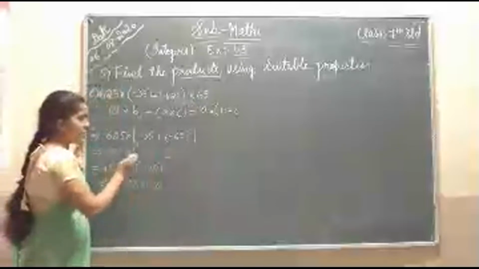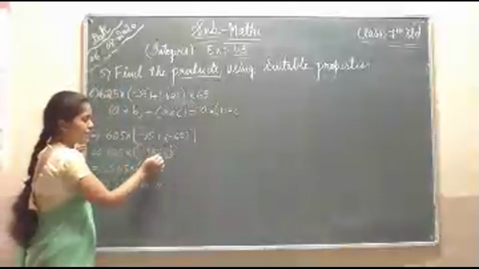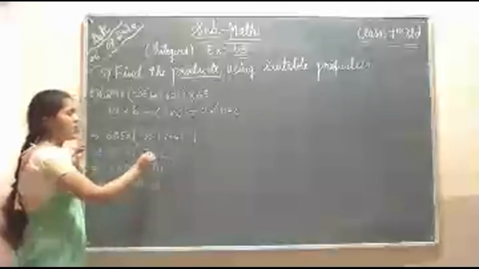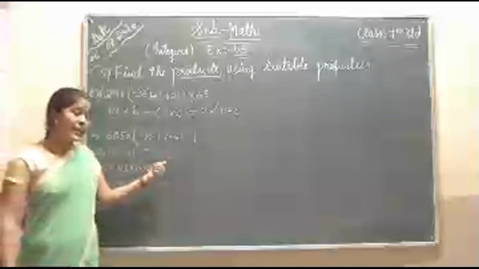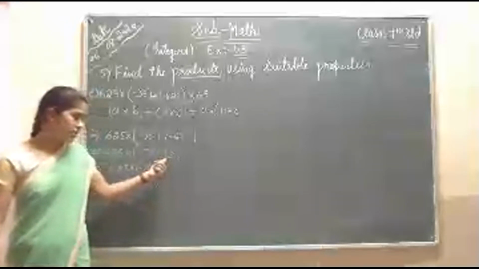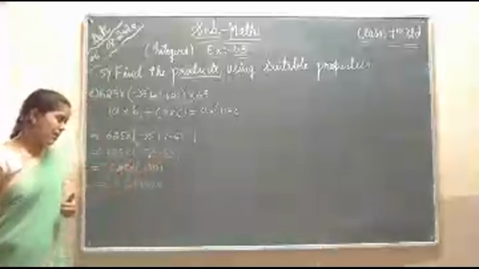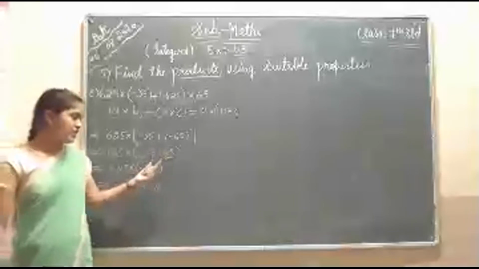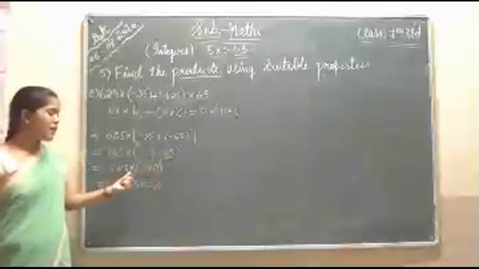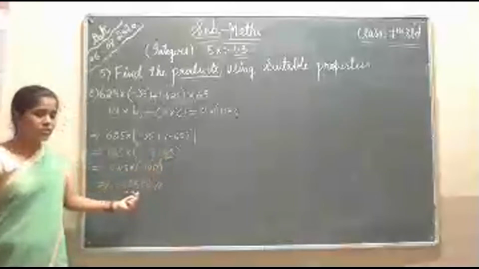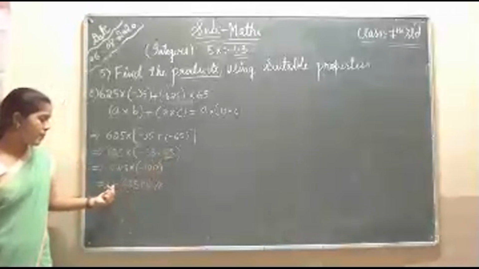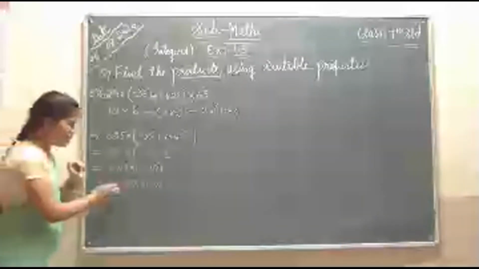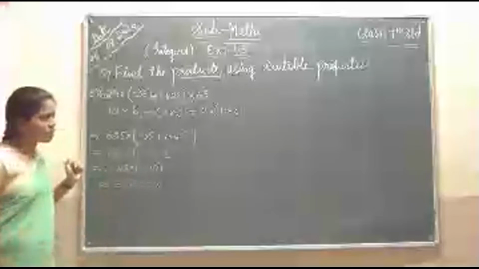Now keep this as it is. Minus 35 minus 65, minus plus. But the greater number is 65, and in front of 65 is minus. So 65 plus 35 is 100. Now multiply 625 into 100, which is 62,500. It is minus, because one plus and one minus gives minus. Okay.